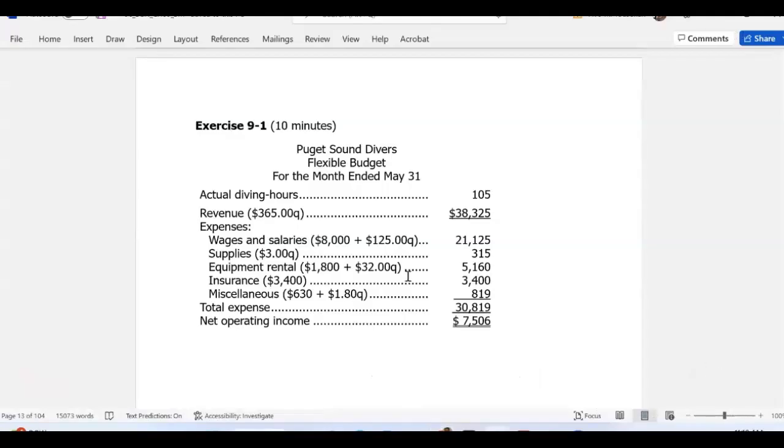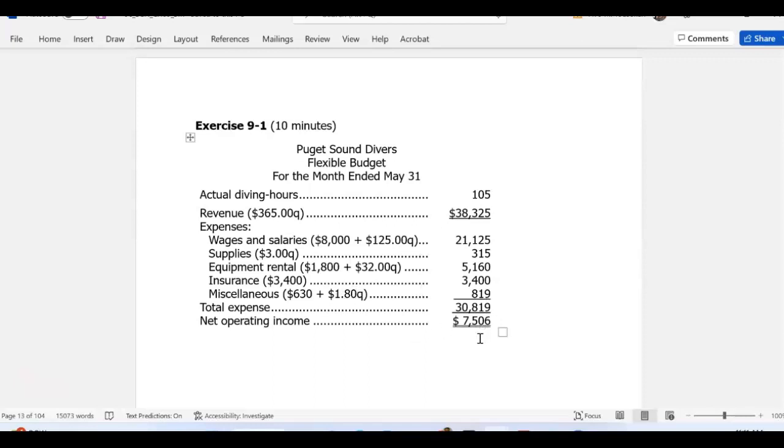And I have the answer here for you. So to create the flex budget, you have to change the hours to 105. That means revenue will be $365 per hour times 105. That is $38,325. Expenses, whatever is fixed stays, but the variable will change. Like supplies, again, it's completely variable. Equipment is 1,800 plus variable per hour. Insurance is fixed. Miscellaneous has some fixed part and some variable. So you add them up.